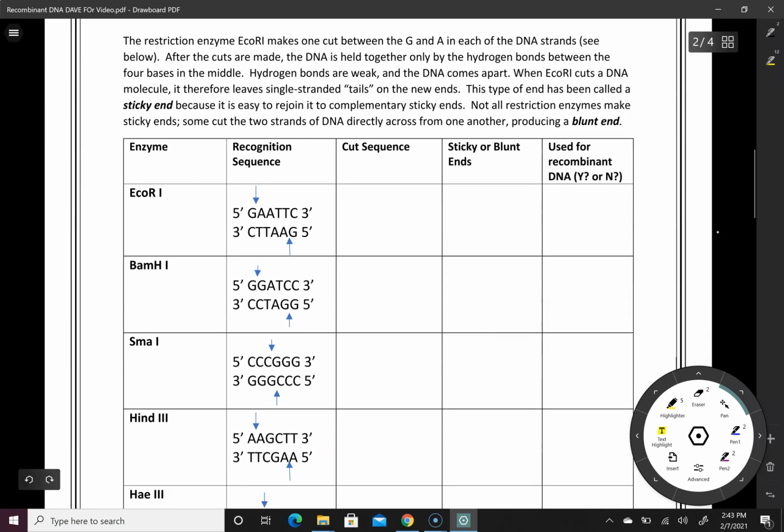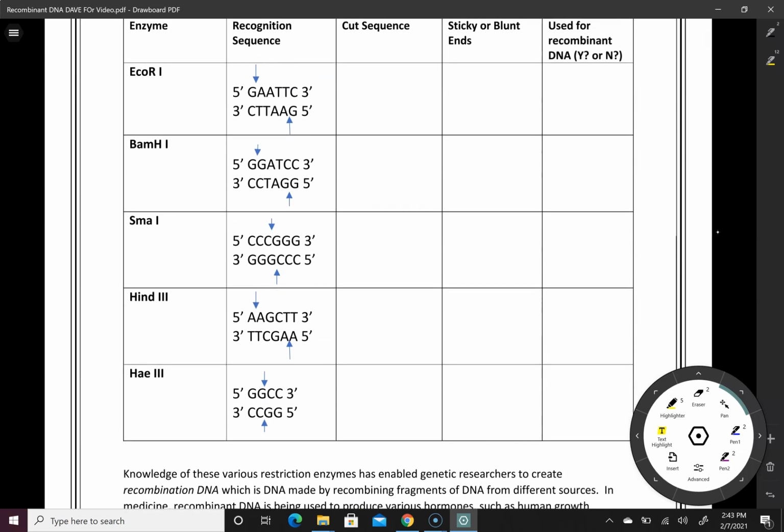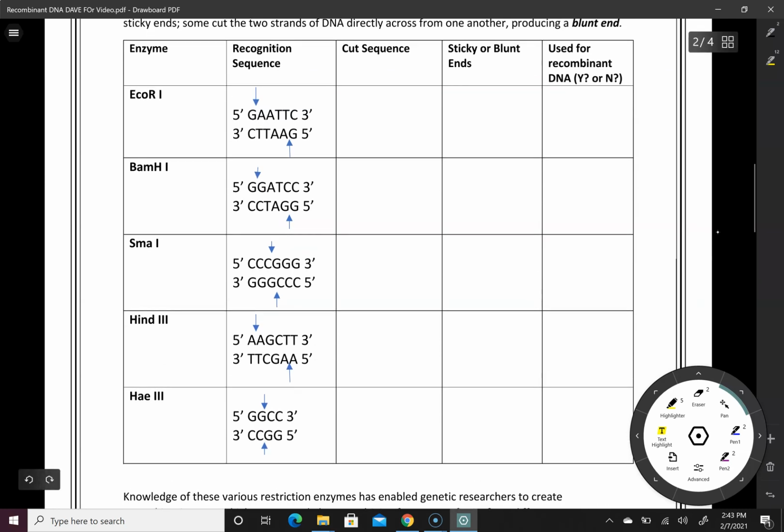Then, if I give you a bunch of restriction enzymes and tell you where to cut them, could you recreate the cut sequence? Could you tell me if it's sticky or blunt? And could you tell me if we would use it for recombinant DNA or not? And the answer to that is yes.